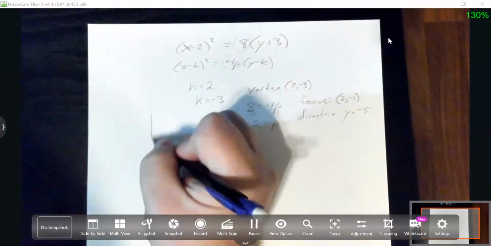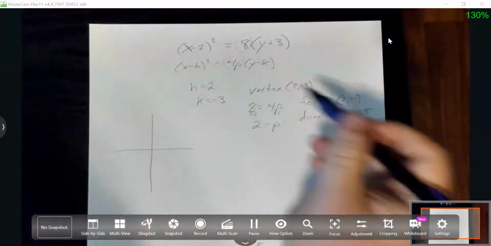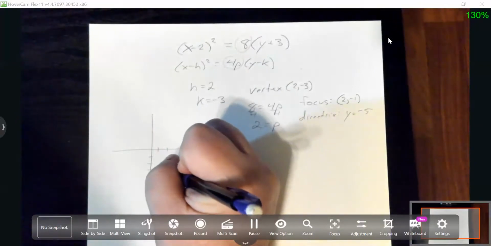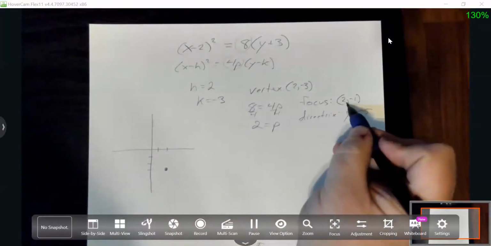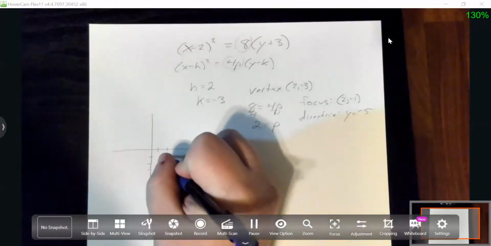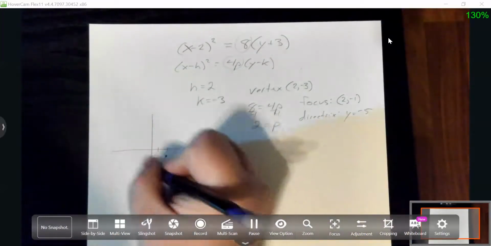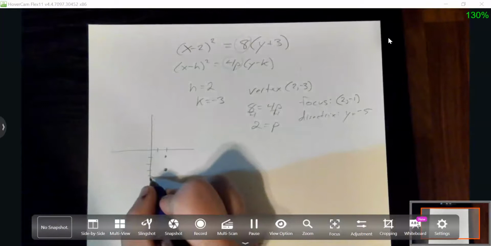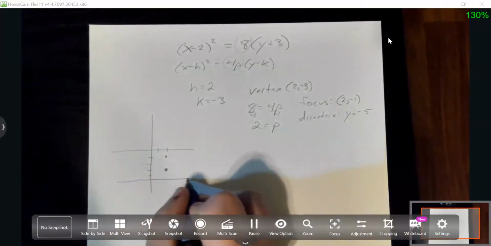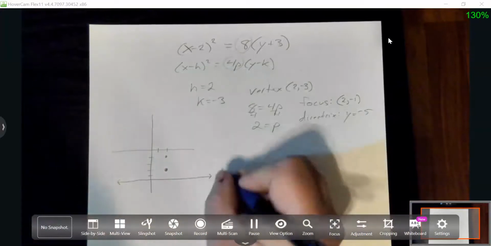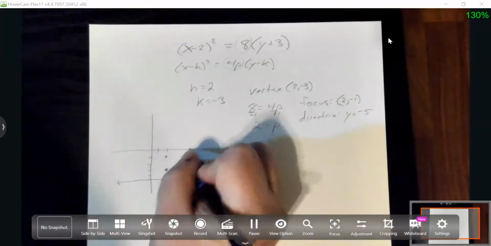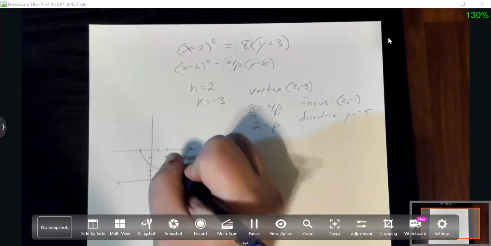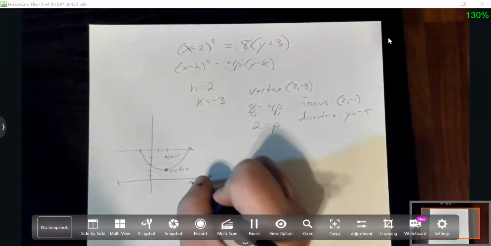If I wanted to sketch a graph then, I identify my vertex first. 1, 2, 1, 2, 3. There's my vertex. Next, I plot my focus. My focus is at (2, -1). That tells me the parabola is opening upward. My directrix is y = -5. 2 more. There's my directrix. So my parabola would look something like this. I have my vertex, I have my focus, I have my directrix.